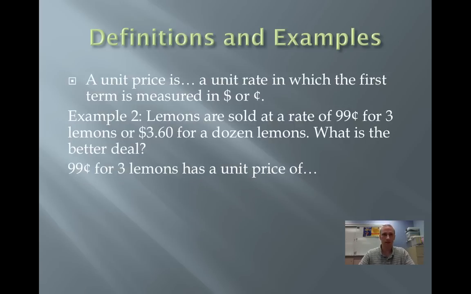If you look at 99 cents for 3 lemons, this has a unit price of 33 cents per lemon. So you get that price per 1 lemon by dividing by 3. So we have to divide this by 3.